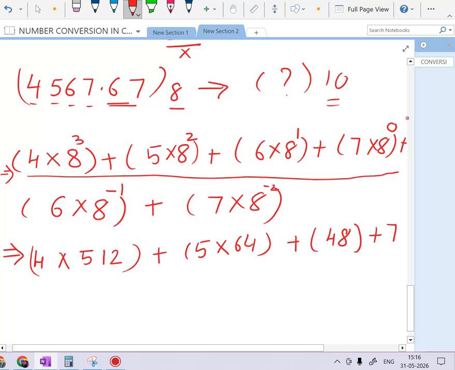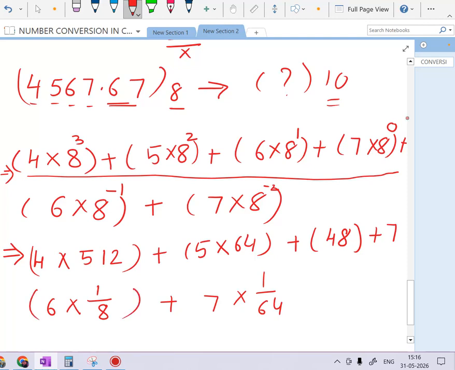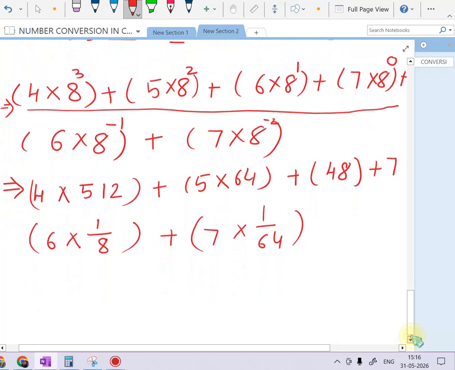So how will we do it? Fractional part: 6 into 1 upon 8. You want to do it, so you write it down directly as you wish. If you want to write it directly, you write it down, or else you can follow this pattern, 1 into 8, you can do it in this way. Maybe it will take a lot of time to solve, but no issue. And plus then 7, and then multiply by 1 upon 64. Please use the bracket. Alright, this much you have done, and then go ahead.